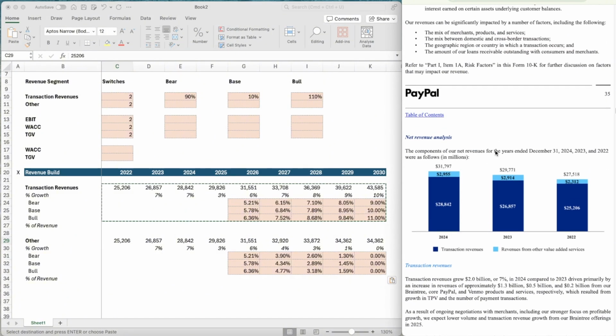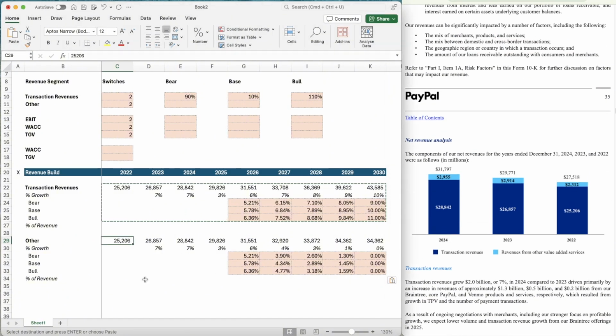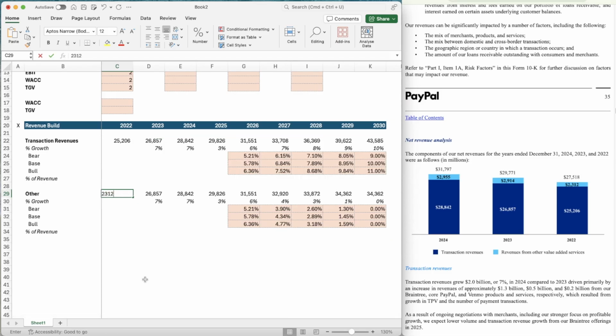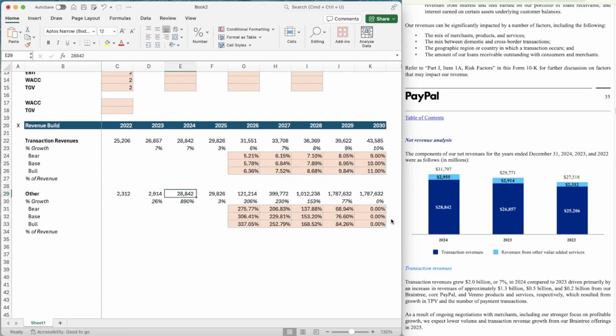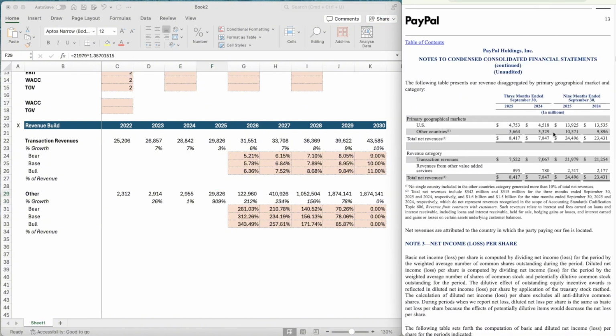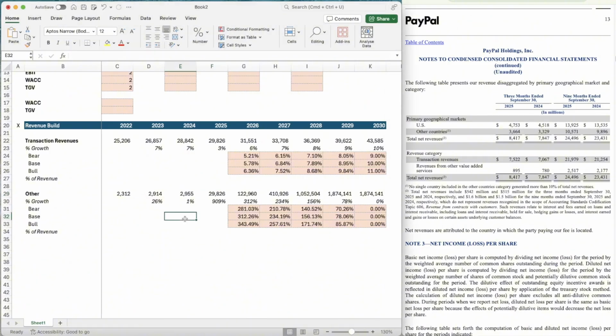Back to the 10-K, and let's start updating. So 2312, 2914, 2955. For 2025, let's see, because this isn't great growth. When you consider 26% in 23, for it to then just go down to 1% the following year, growth is not great.